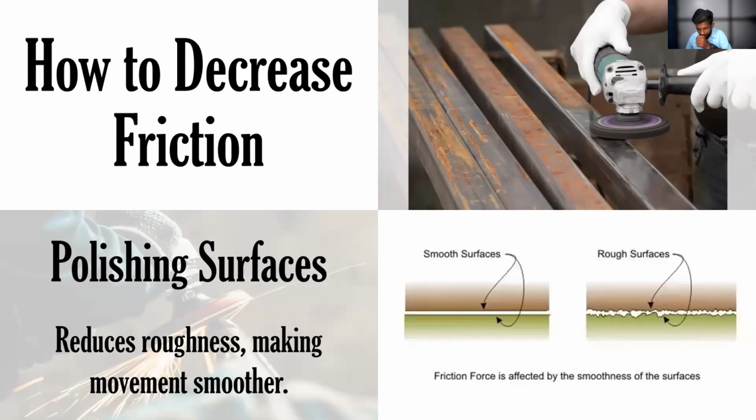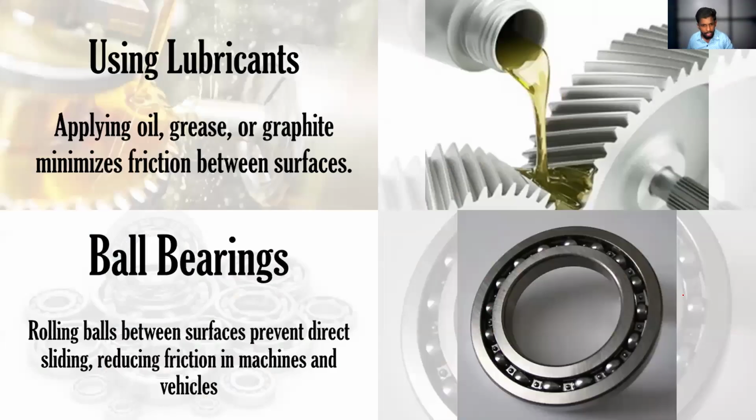Just try to get the idea. If the surfaces are smooth, they will move easily on one another, right? But if the surfaces are rough, then what will happen? Both surfaces will be locked to each other. Can you imagine here?